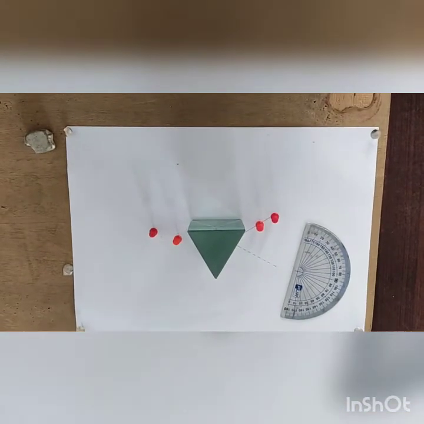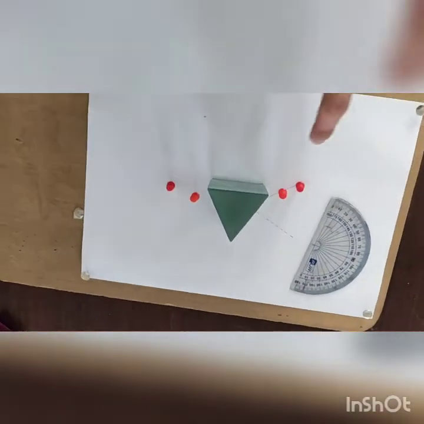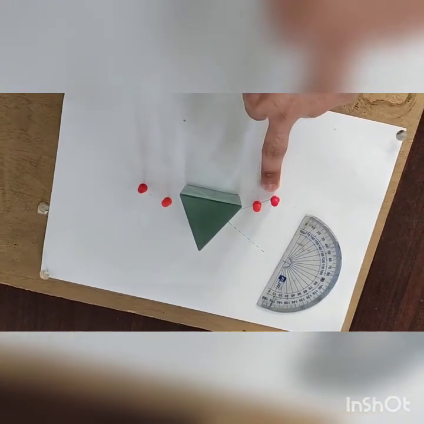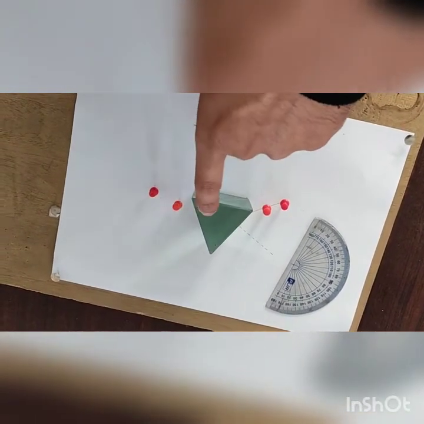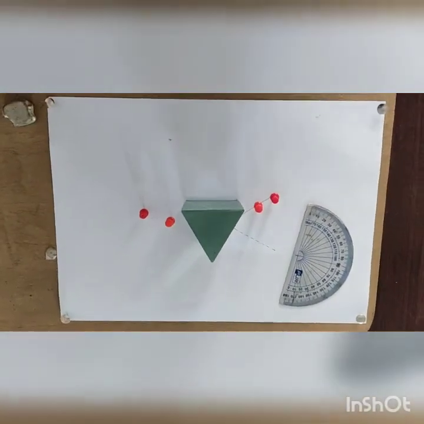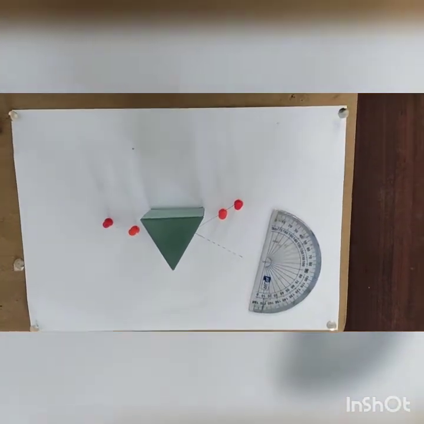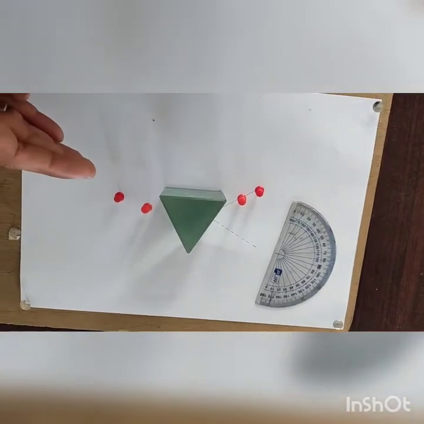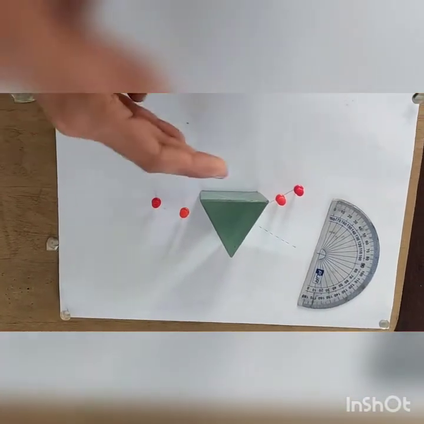After that we start to place 2 pins over here on the incident ray, and again placing the prism on its place, and later on we have 2 more pins. By viewing on the right side, you can see that all the 4 pins are in the same way, or in the same path, or means parallel to each other in a single line.